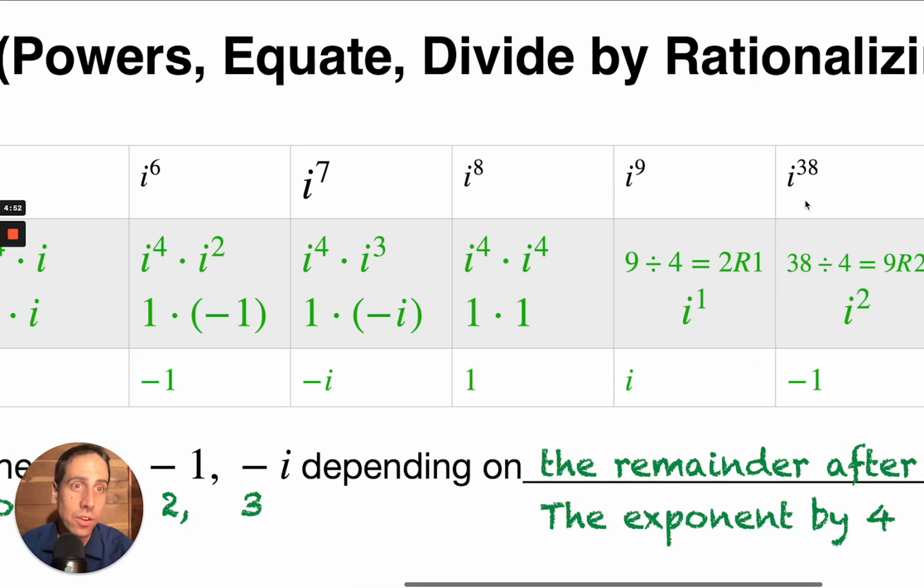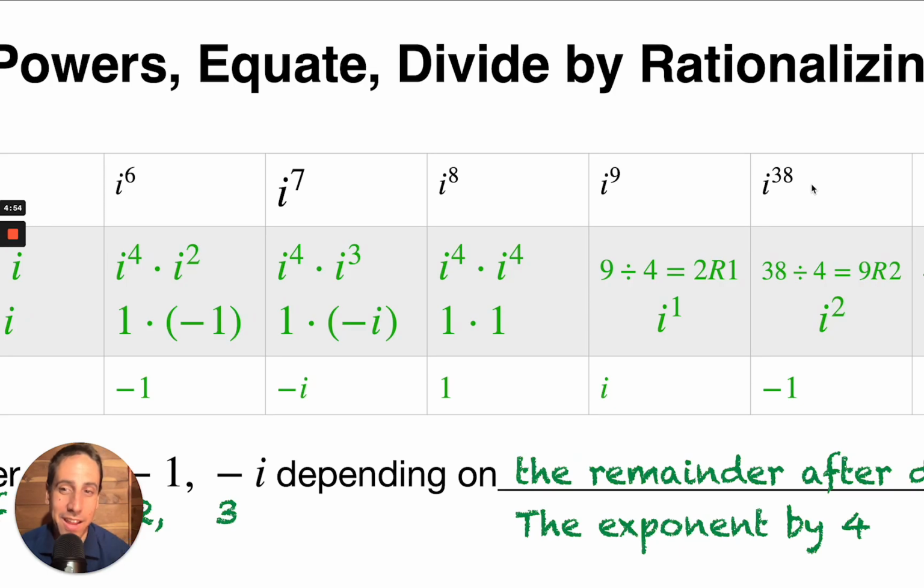So, i to the 38th. I'm not going to write out 38 i's. There's a better way, an easier way. I can say 38 divided by 4 is 9 remainder 2. Because I divided by 4, I know that there are 9 groups of i to the 4th, which all just equal 1 when you multiply them. And there's going to be 2 left over. The remainder is 2. So really, you got to focus on the remainder, and you can say that i to the 38th is the same thing as i squared, which is -1.